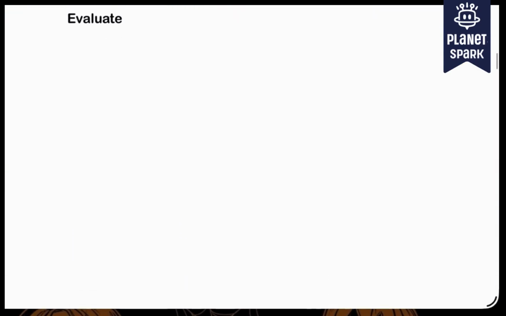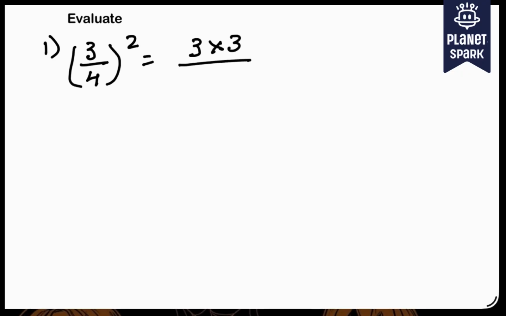Let's simplify a few questions. Let's learn how to evaluate. First part, we'll evaluate 3 upon 4 whole square. So 3 upon 4 whole square means 3 raised to the power 2 as well as 4 raised to the power 2. Now 3 raised to the power 2 is 3 into 3 divided by 4 into 4. 3 into 3 is 9, 4 into 4 is 16.